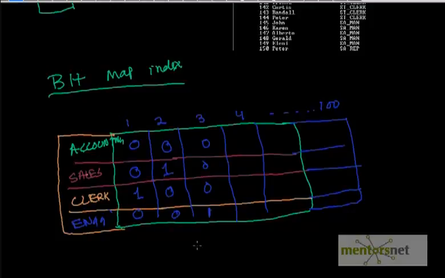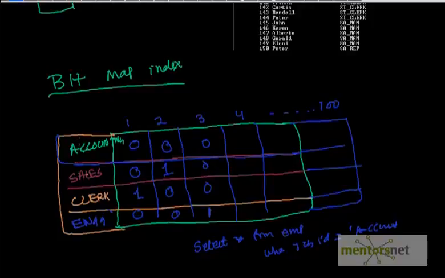So the moment you do, say, select star from EMP where job ID is equal to accounting, then it's going to scan this row here, and wherever we have 1, it's going to return that row ID.